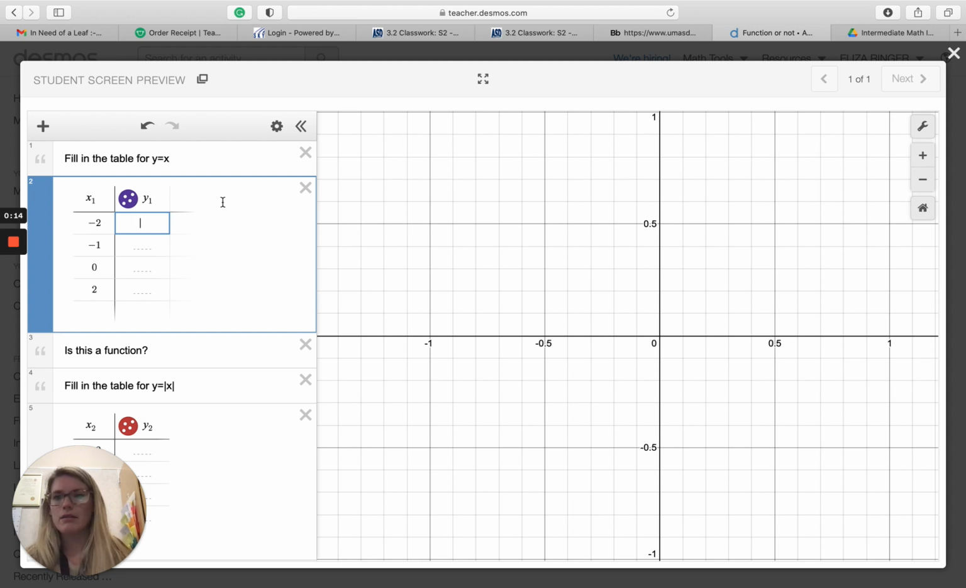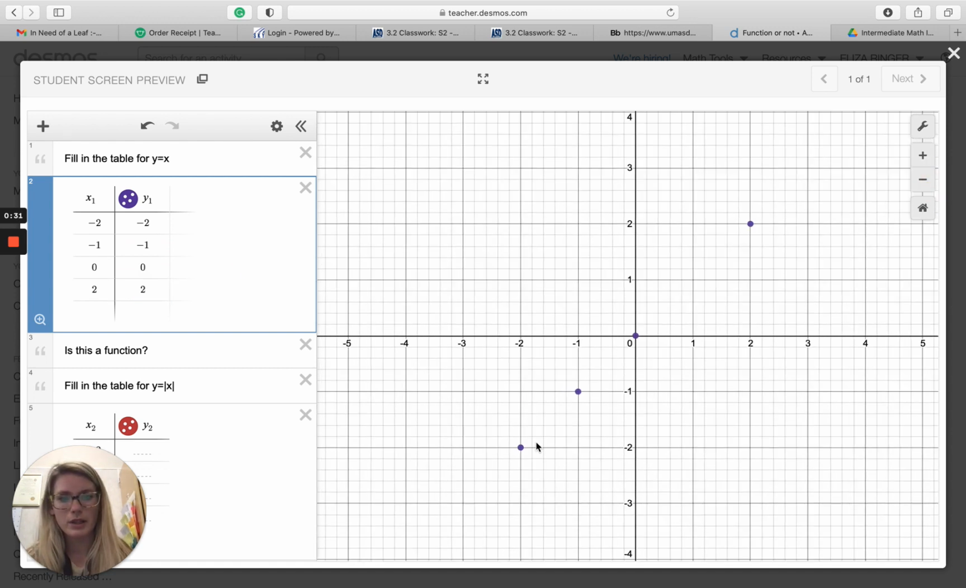So what that means is every time I plug in x, right there, it's just going to equal y. When I plug in -2 it equals -2. -1 equals -1. 0 equals 0, and 2 equals 2, because there's no multiplication or anything that I'm supposed to be doing. So if we zoom out, we can see those purple dots were plotted for us.